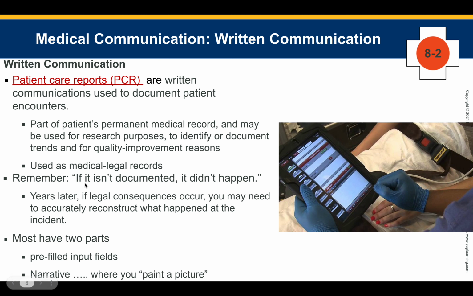That takes up most of the PCR, but then probably what I would say is the most important part is the narrative. And that's where you write about what happened. And I say that's the most important because, depending on what ePCR or paper PCR program you use, the pre-filled inputs do fine. They get a lot of the quantitative data, but sometimes it may not actually describe things that happened on a call, or there might be something that doesn't really clearly fit between one or two boxes. And that's where the narrative comes in, right? I always think about it as painting a picture of exactly what happened and what you did and how the whole call went down.